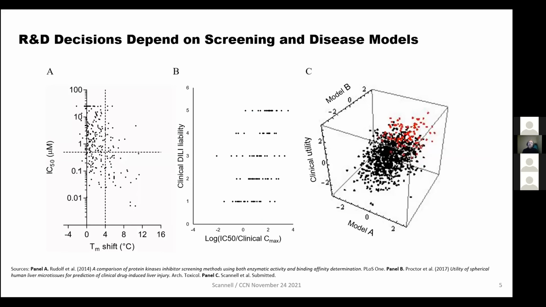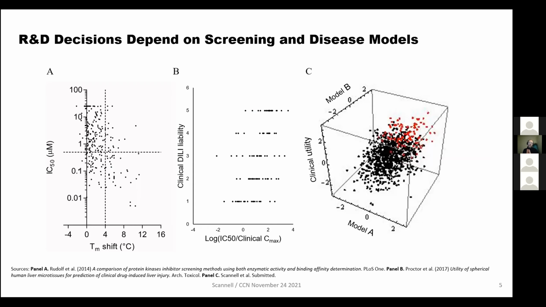R&D decisions depend on screening and disease models. And here I've got a couple of real screening and disease models. The leftmost one is some tyrosine kinase data. We have an enzyme inhibition measure on the vertical axis, and we've got a thermal stabilization or binding affinity measure on the horizontal axis. Now, in drug R&D, you might use thermal stabilization as a binding affinity measure because it's cheaper and easier and higher throughput than doing enzyme inhibition.